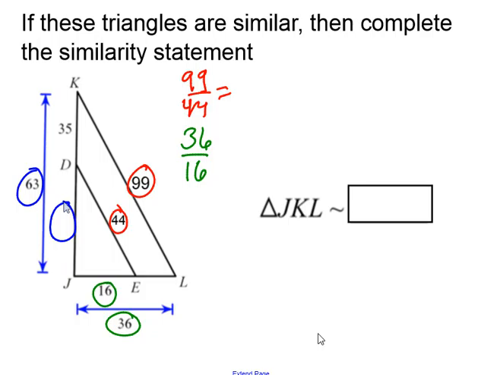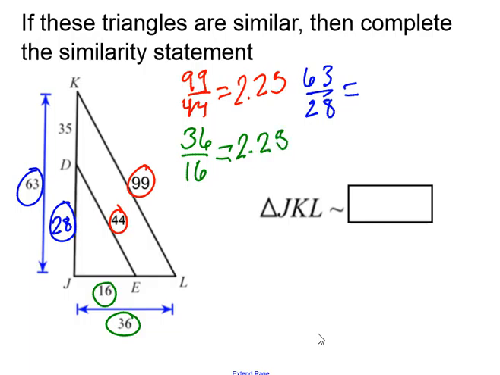So to find that, we're going to have to do 63 minus 35. I get 28. So I'm going to do 63 divided by 28. Okay, 99 divided by 44 is 2.25. 36 divided by 16 is also 2.25. And 63 divided by 28 is also 2.25.